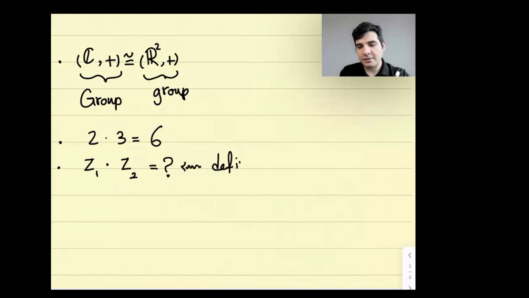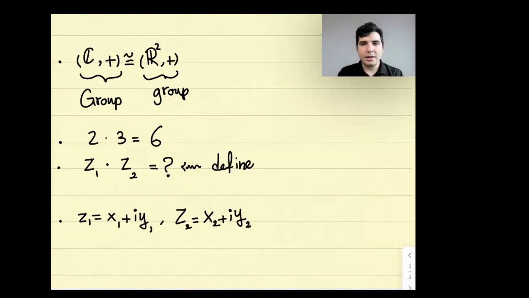So the point is that we should define this. For us, the set of complex numbers is a new set. So we should say how we are going to define their multiplication, right? So if Z1 and Z2 are two complex numbers, we learned each of them can be written as follows. Z1 can be written as x1 plus i y1. Z2 can be written as x2 plus i y2. Right. What is Z1 times Z2?